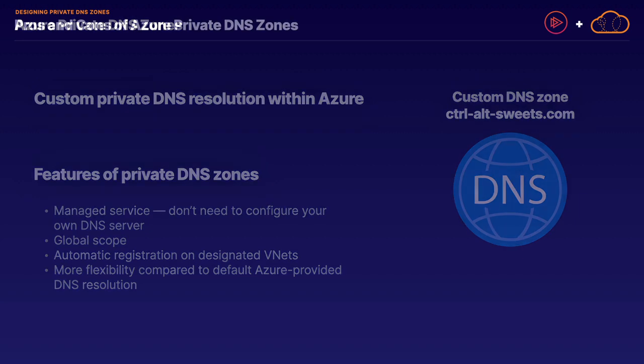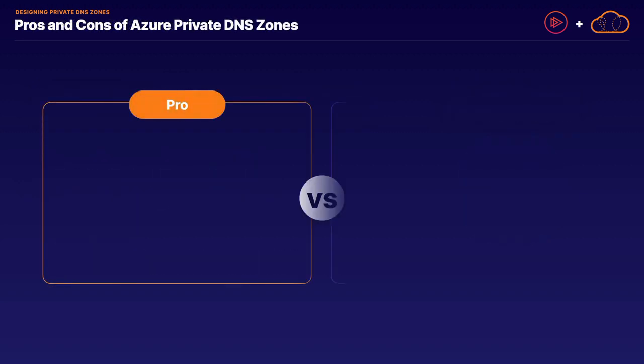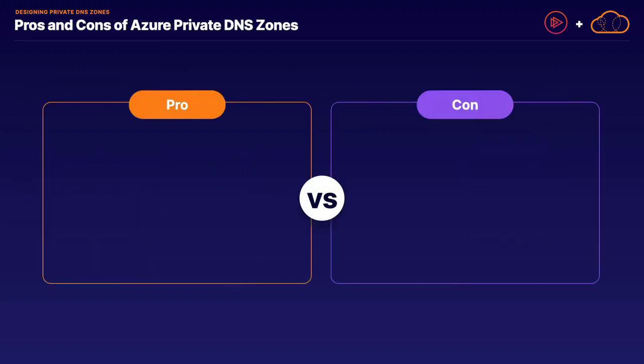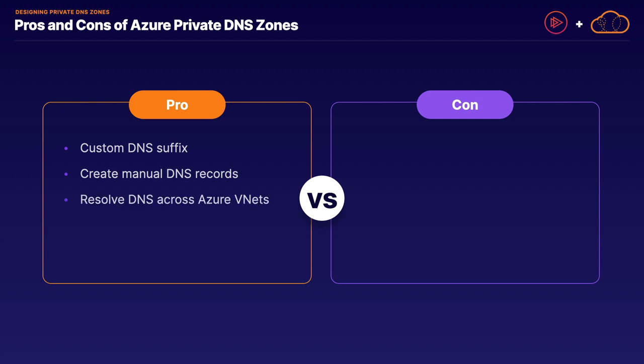Moving on to the pros and cons of working with Azure Private DNS Zones. Compared to the default Azure provided method, you can use custom DNS suffixes. You can also create manual DNS records in addition to automatically registered ones. And very important to note, compared to the default option, you can resolve private DNS queries across connected Azure virtual networks. And just to expand further, if you have multiple networks with multiple private DNS zones, you can resolve DNS queries across multiple connected or associated Azure private DNS zones.